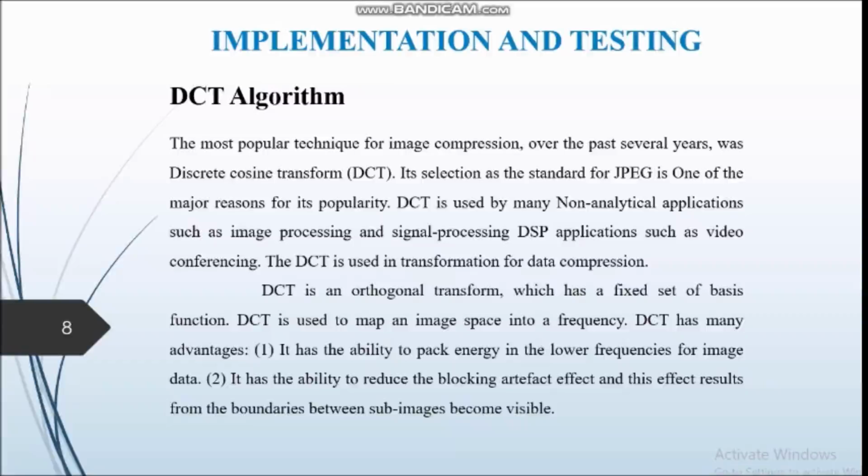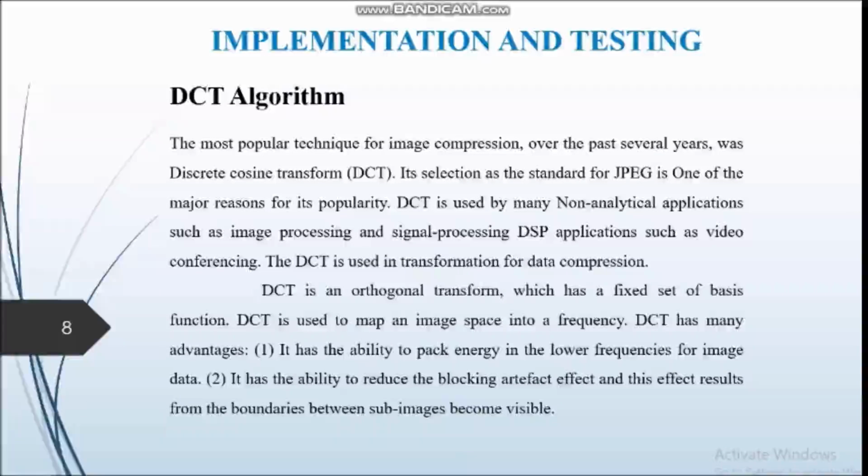Implementation and testing. DCT, that is the discrete cosine transform algorithm, is the most popular technique for image compression used over the past several years. JPEG is one of the major reasons for its popularity. It is used by many non-analytical applications such as image processing and digital signal processing applications, for example, video conferencing. It is an orthogonal transform which has a fixed set of functions and it is used to map an image space into frequency.